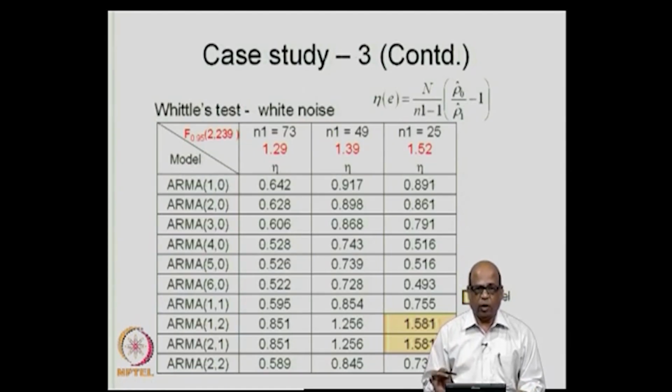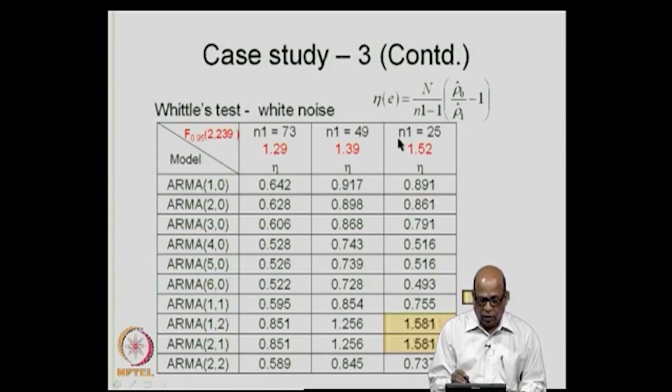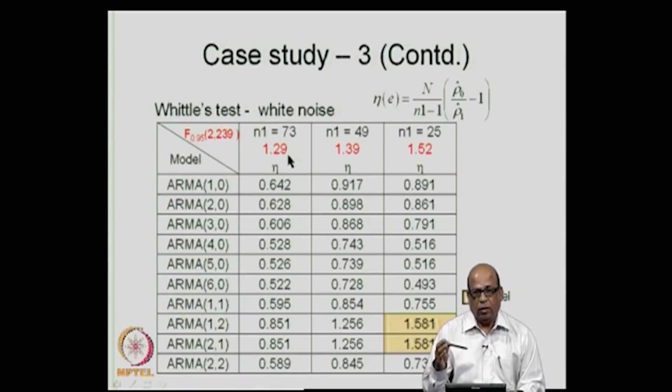You could have done it only for ARMA 40, but as I mentioned, you do it for all the candidate models, so that if the particular model that you have chosen does not pass the test, then you can go to another model. So typically we do this test for all the candidate models that we have chosen. Now, we consider n1 variously as 73, 49, 25 and so on. You can do it for several n1s, typically up to 0.15 n.